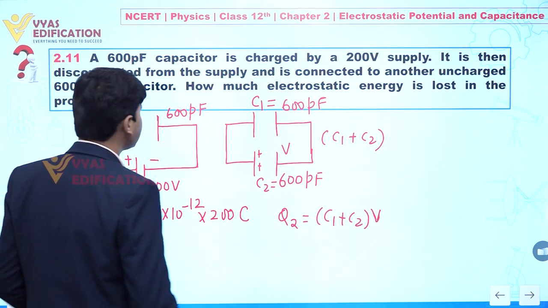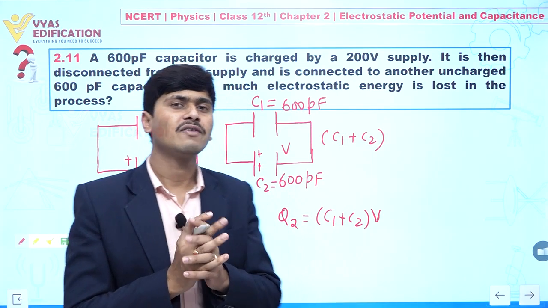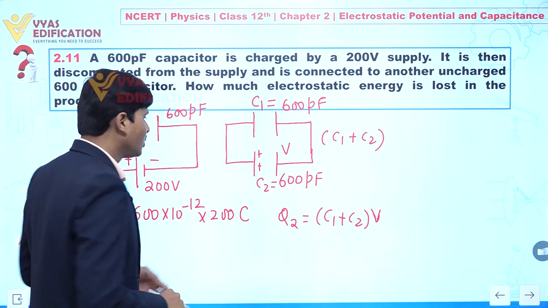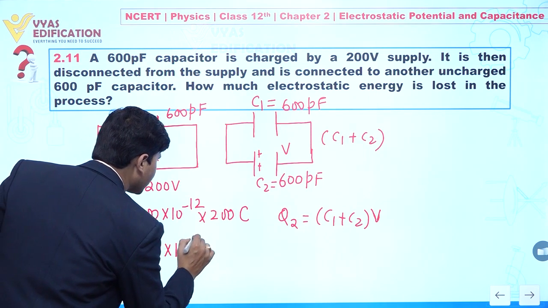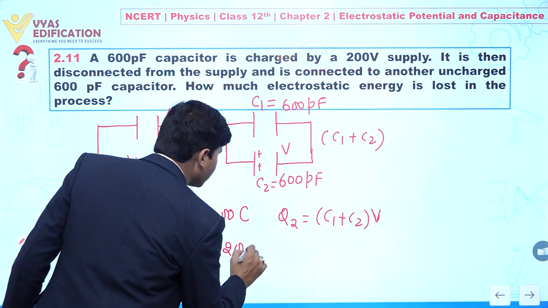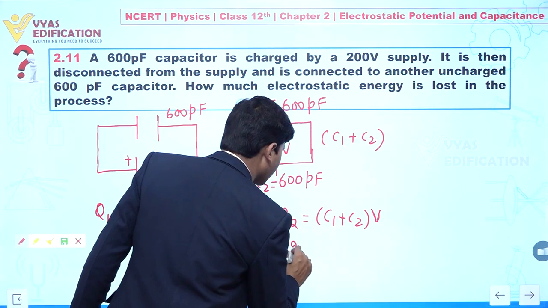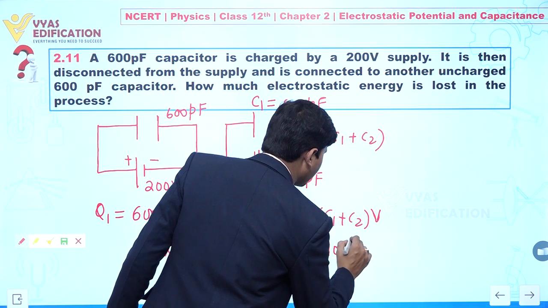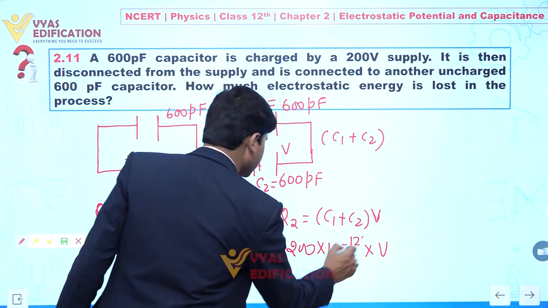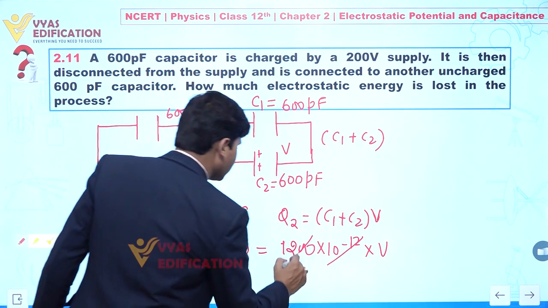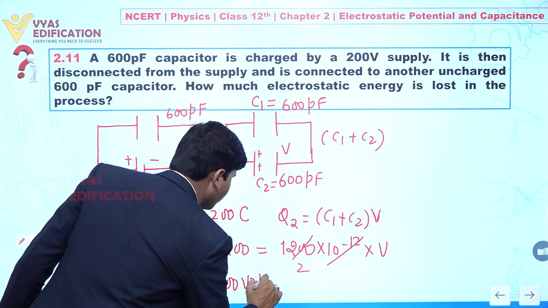Clear? Now if we talk about this system, the total charge on this system always remains the same. Yes or no? So we can write 600 into 10 to the power minus 12 into 200 equals C1 plus C2, which is 1200 into 10 to the power minus 12, into V. From here this one and this one cancel out, this is 2. So from here we can say V is 100 volt.